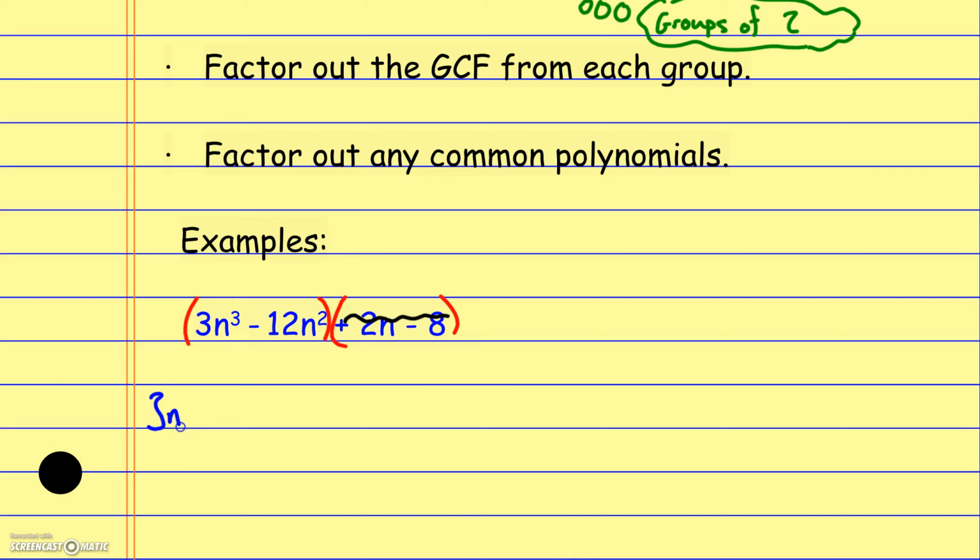The greatest common factor here is a 3n squared. And when I divide that out, it leaves me with an n minus 4. And now what I'm going to do is say, okay, let's look at this second group, and I'm actually going to ignore the first group.